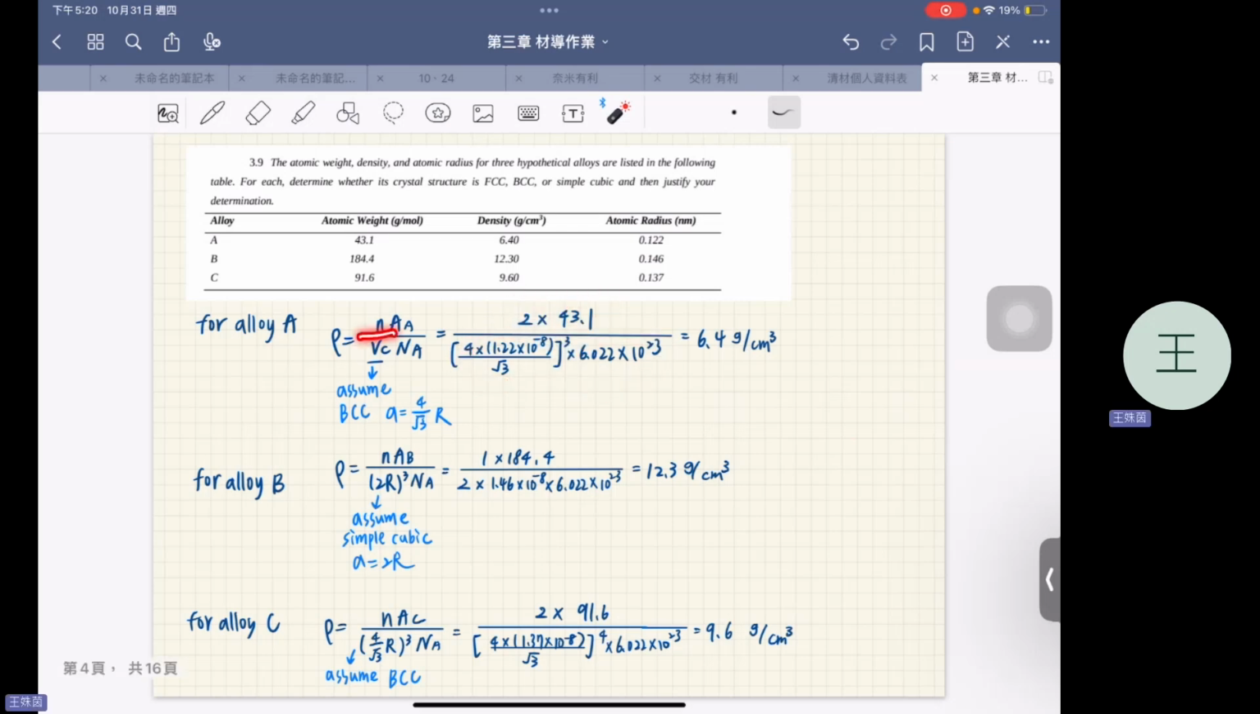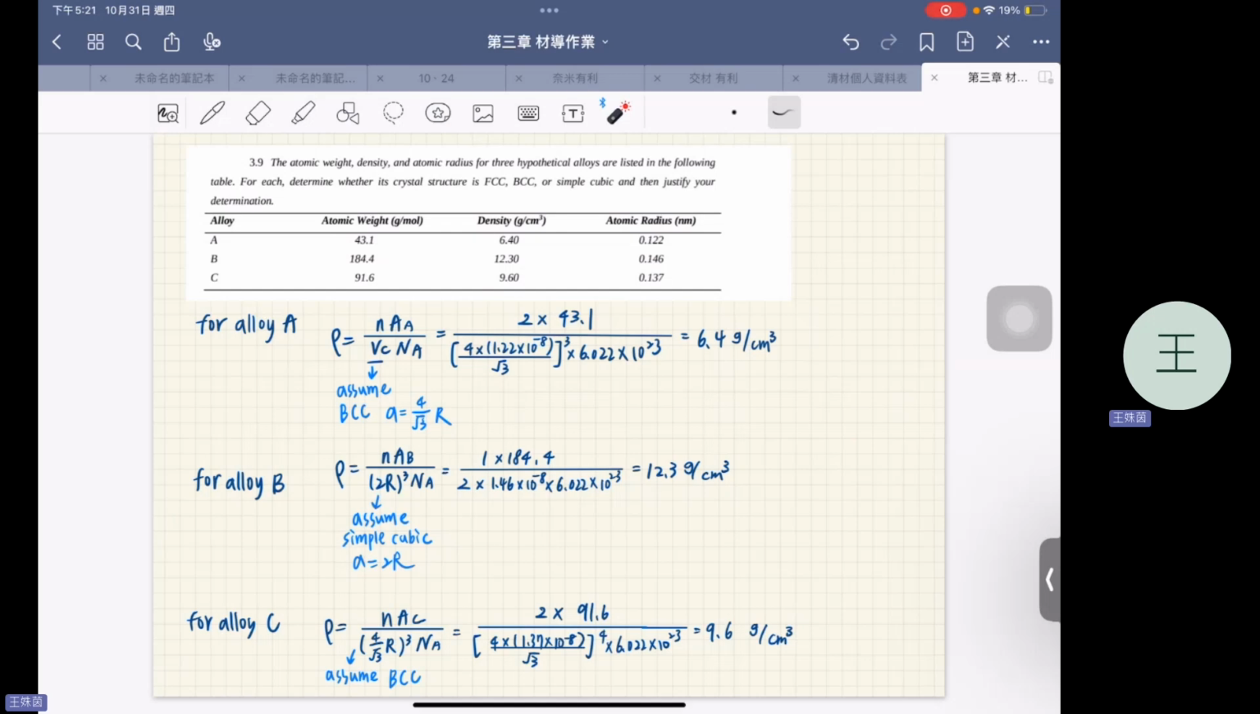Because it is BCC, n is 2, and we know the atomic weight, and finally we can calculate the density is 6.4, which matches, so this is a BCC structure. For alloy B, we do the same thing. We assume it is simple cubic, a equals 2R, and n equals 1. Then we put it inside to get the final answer of 12.3, and it is confirmed here, so we know that alloy B is a simple cubic structure.